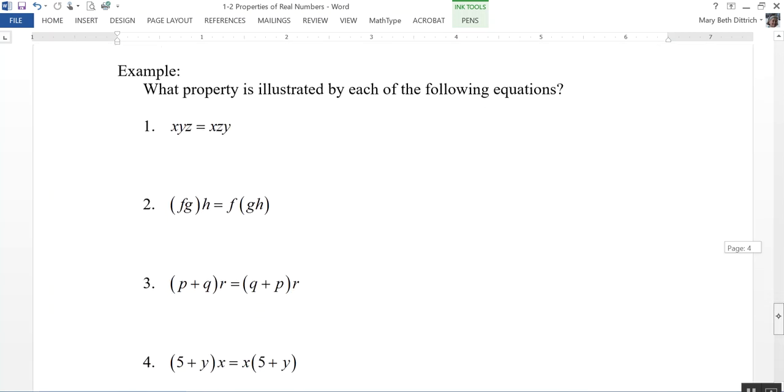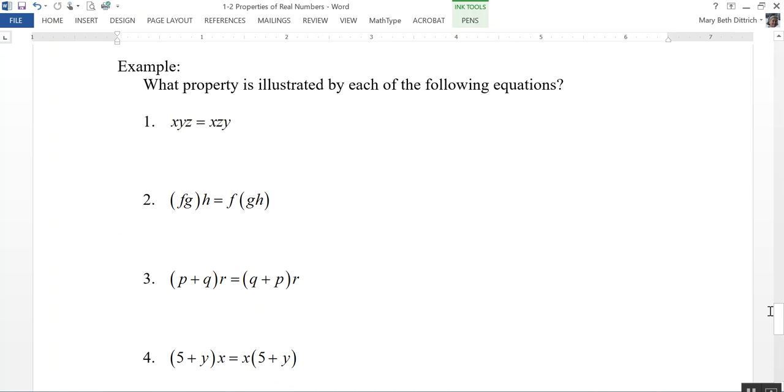So here we have a couple examples, and it's asking what property is illustrated by each of the following equations. Number 1 is x times y times z equals x times z times y. So this is multiplication, and all we've done is rearrange a couple of the terms. So this is the commutative property of multiplication, and you can feel free to abbreviate like that.